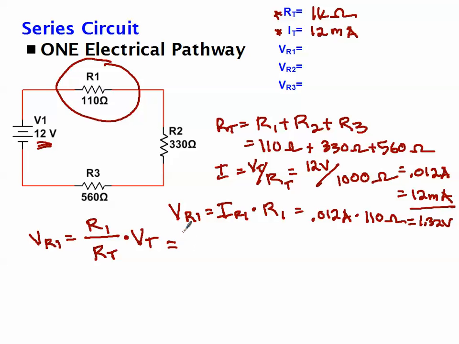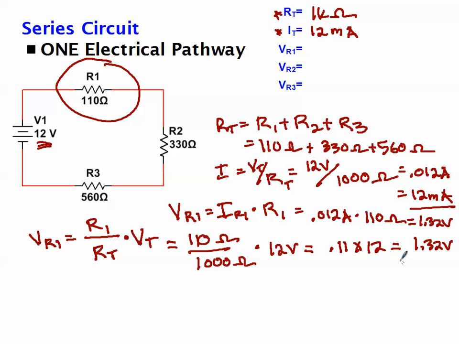So if you multiply that out, we get 110 ohms divided by 1,000 ohms times 12 volts gives us 0.11 times 12. Lo and behold, equals 1.32 volts. So we just used two different methods to calculate the voltage drop across R1, and we got the same answer. If you do that in class or on a homework or on a test or quiz, that should give you a pretty good assurance that you got the right answer.